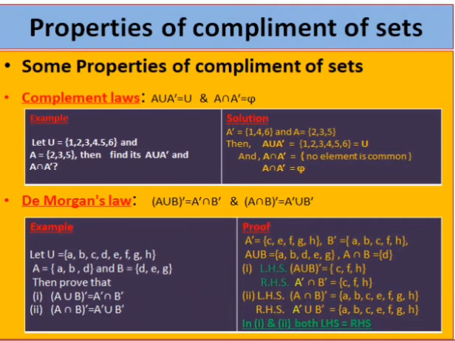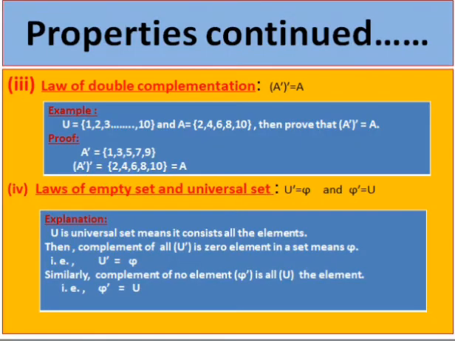Now the next property: the double complement of any set is the set itself. U is 1, 2, 3 up to 10 and A is 2, 4, 6, 8, 10. What do we get for A complement? We remove these elements and get 1, 3, 5, 7, 9. Then taking the complement of the complement, we get the set A once again.